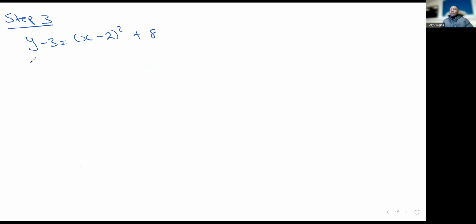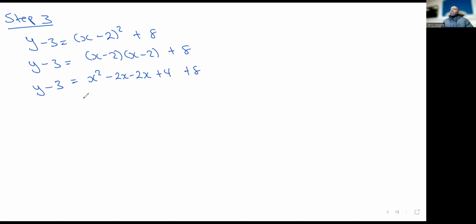We're meant to expand. So y minus 3. This is the same thing as saying x minus 2 times x minus 2, plus 8. Now, we open this bracket. x times x will give you x squared. x times minus 2 will give you minus 2x. Minus 2 times x will give you minus 2x. Minus 2 times minus 2 will give you plus 4, plus 8.